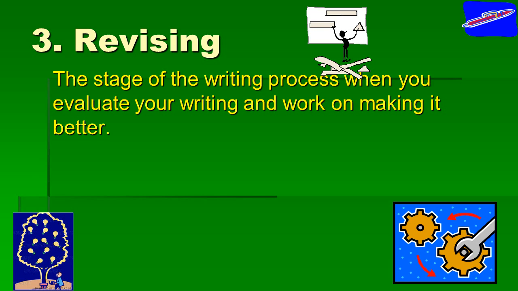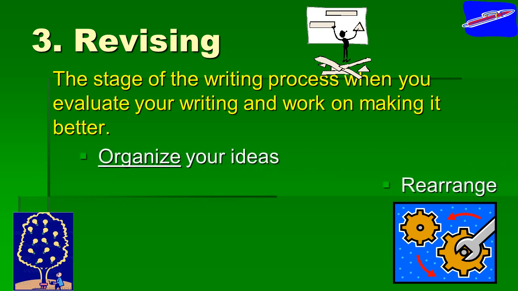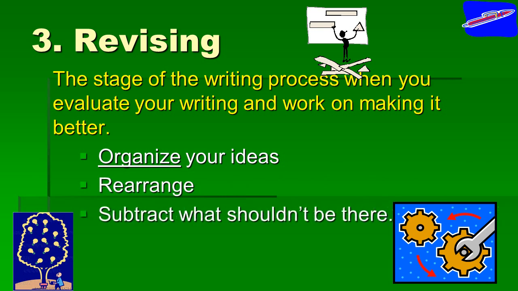As a part of the revising process, you'll probably want to do the following. You'll want to organize your ideas. You'll want to rearrange things and make sure that things are in the right place. You'll want to subtract things that shouldn't be there and add things that are missing. The idea is to make sure that your writing is as good as you possibly can before you move on to the next step. Often, as a part of the revising process, you may wind up rewriting something multiple times just to make sure that you have exactly what you're looking for. Once you do that, you're ready to move on to the next step.